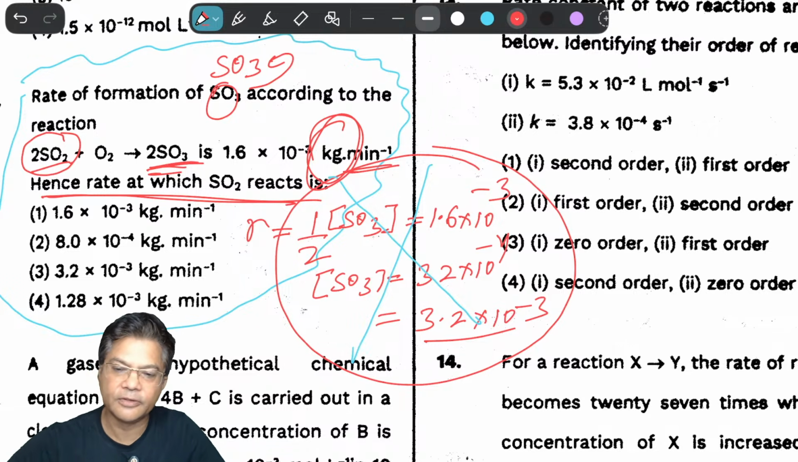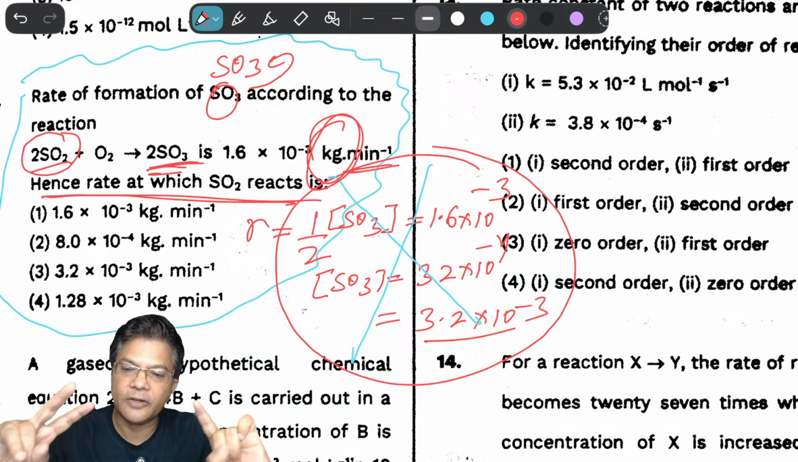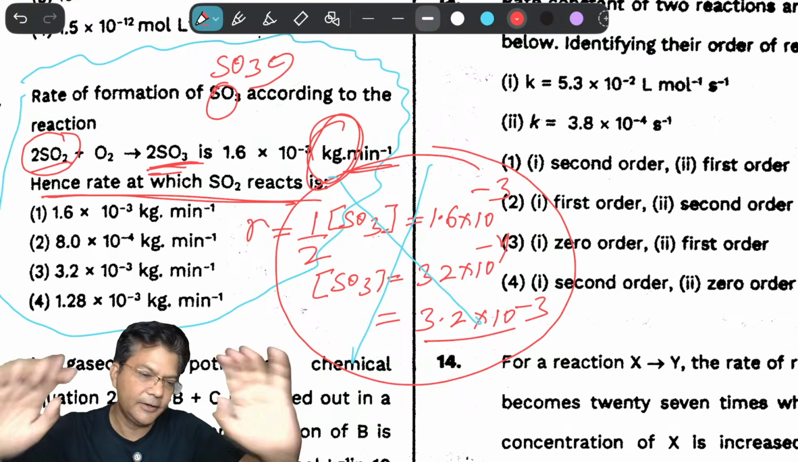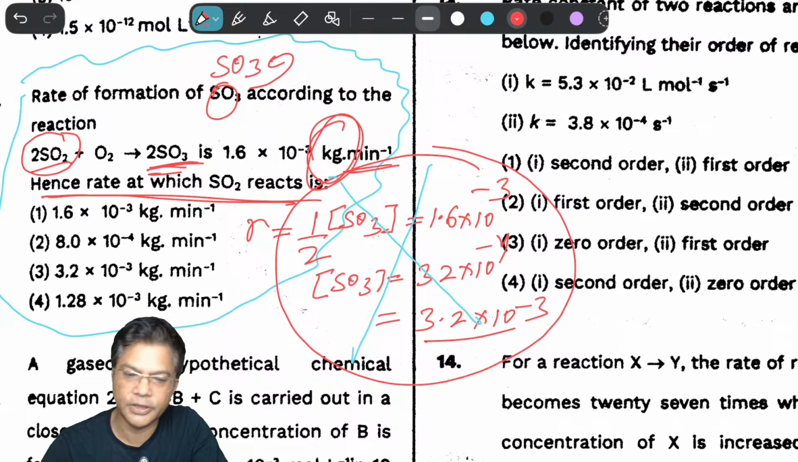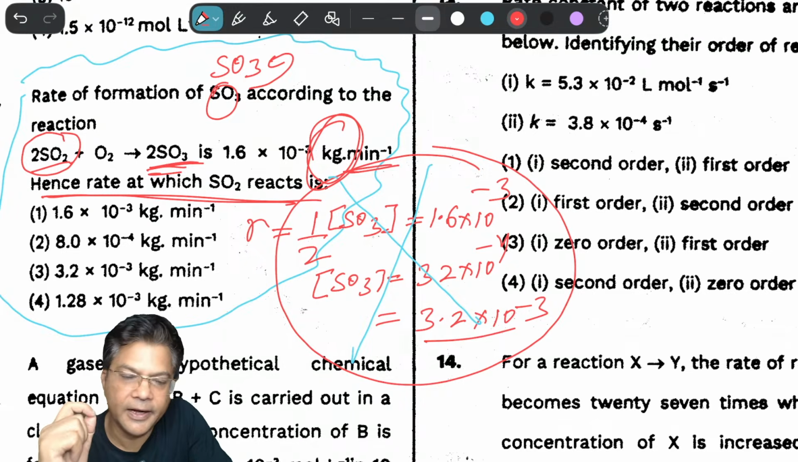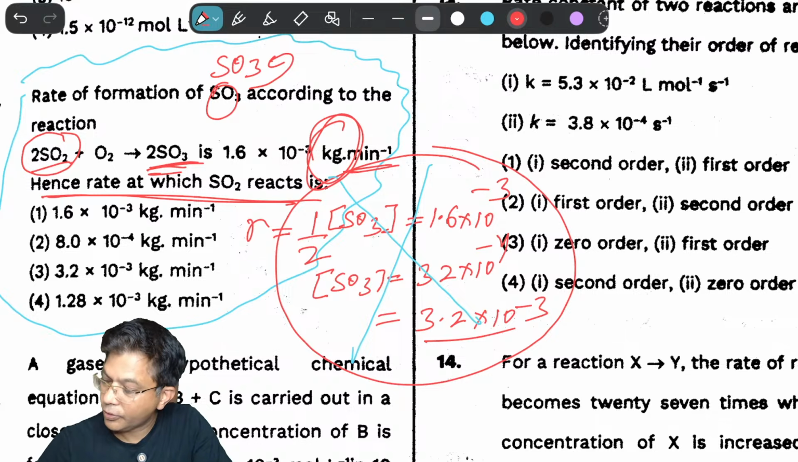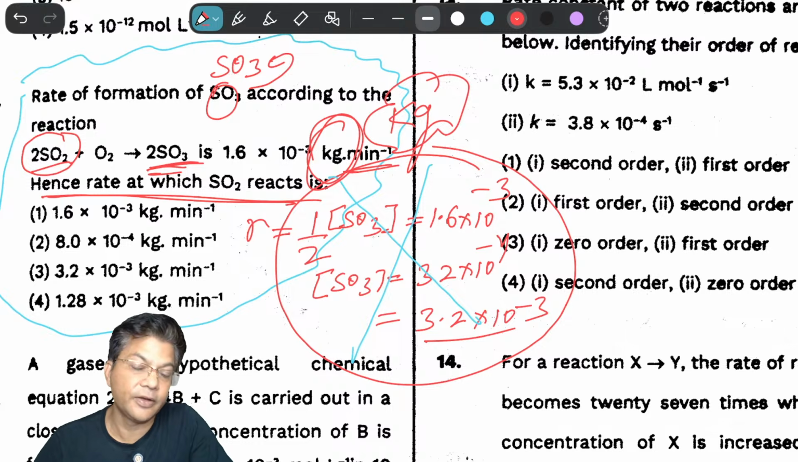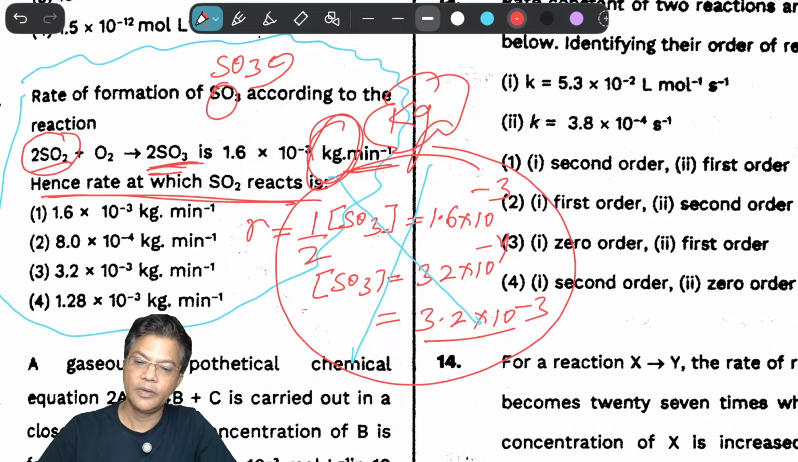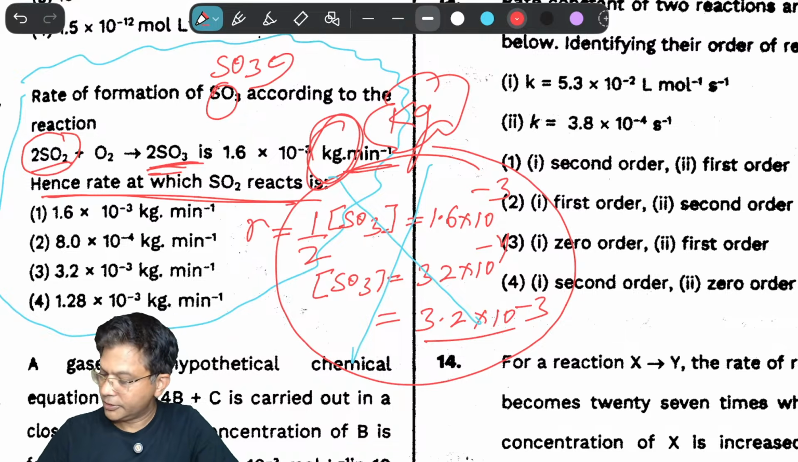So only 2 people passed, the rest of everyone failed for this question. Where you people failed was this kg. So remember, the unit given was kg, that mass was given. You are supposed to convert into gram, then divide by gram molar mass, then you can do it. Clear? Now next question.